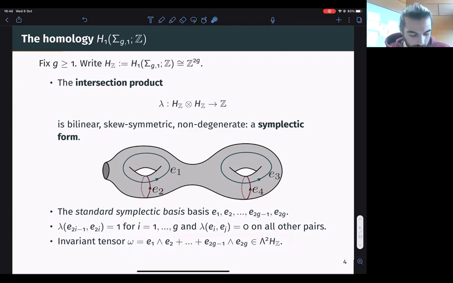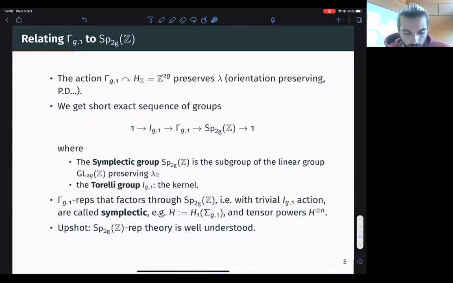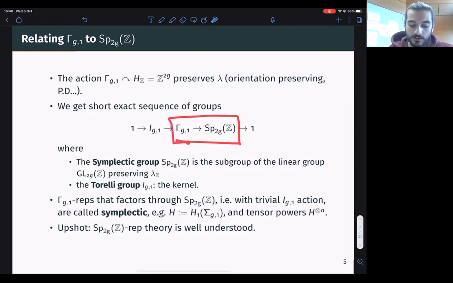Yeah, I think that's all I want to say from here. Now, okay, the action of Γ_{g,1} on this first homology preserves λ because it's orientation preserving. And that gives us a surjective map to the symplectic group on a vector space of dimension 2g. That it's surjective, that's a theorem. The map exists because the form is preserved.